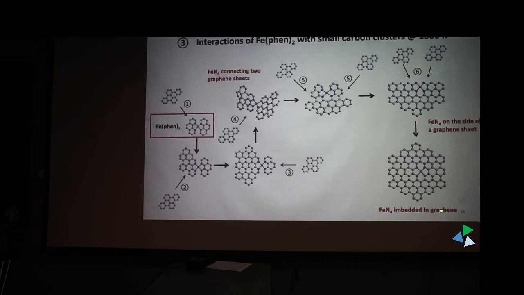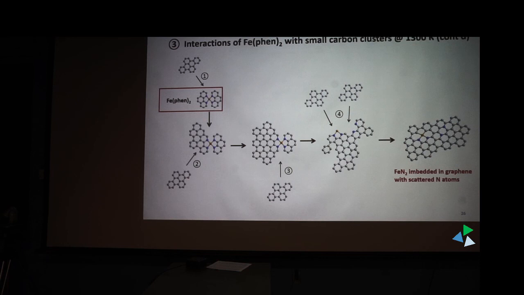We get another interesting scenario. The beginning is exactly the same as before, except that in the third step, if we include a piece of carbon from below, we get this very strange structure where the iron has lost two of its nitrogen atoms, and the carbon structure restructured to form this strange arrangement with an isolated carbon atom. So if we imagine that other pieces of carbon agglomerate to this structure from above, then we get an FeN2 structure embedded in a graphene sheet with scattered N atoms.